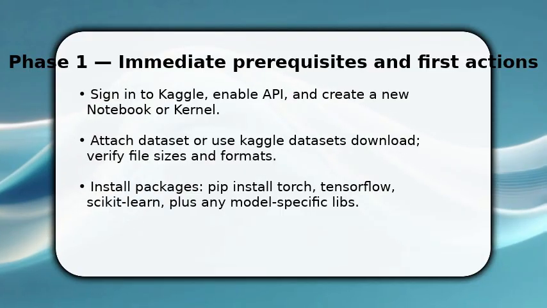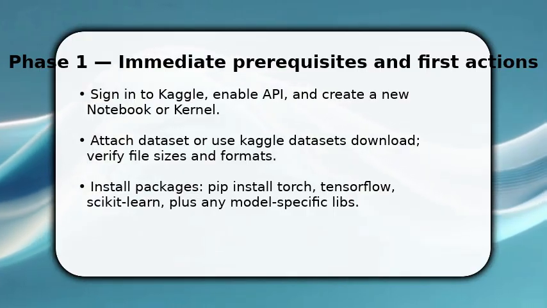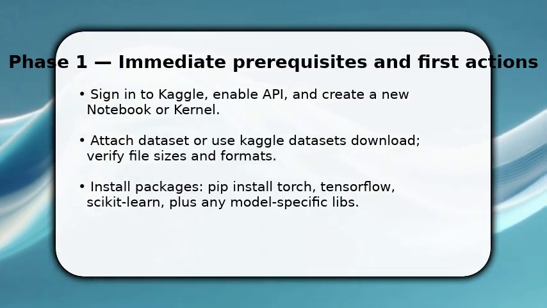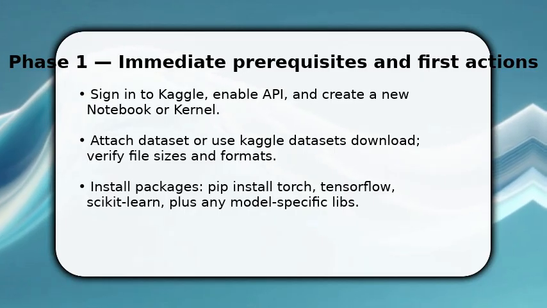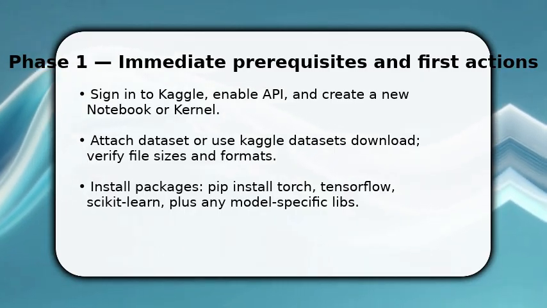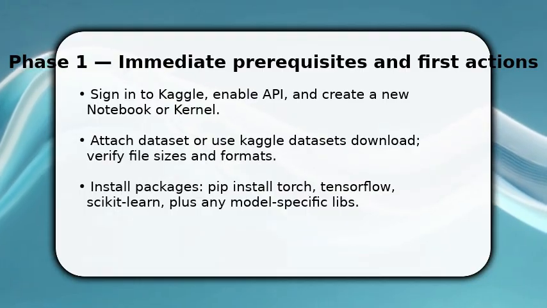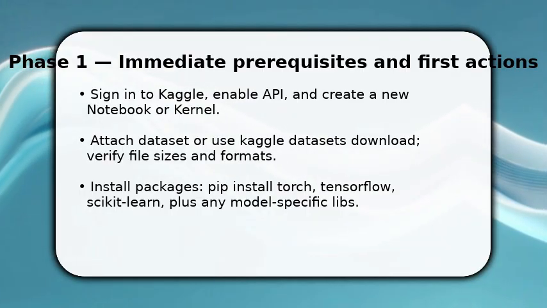You begin by signing into Kaggle and enabling the API so you can pull models and datasets programmatically. Once done, create a new notebook and attach the dataset or run kaggle datasets download to fetch files. This saves time versus manual uploads.